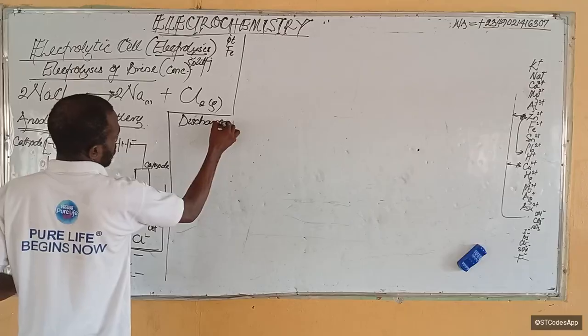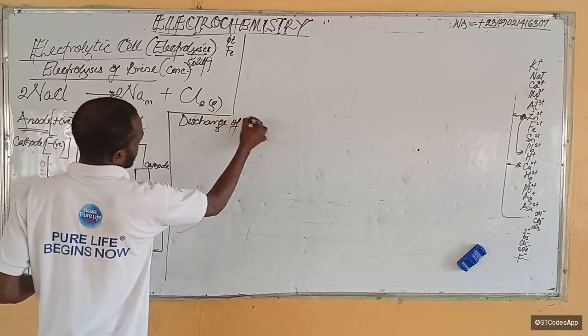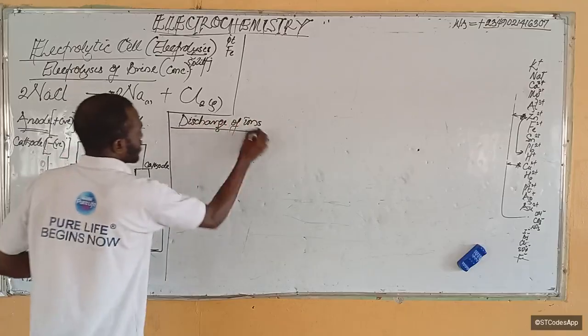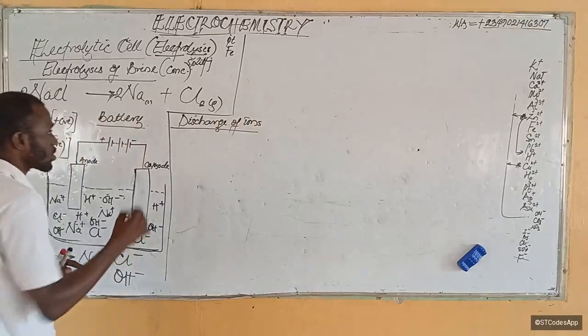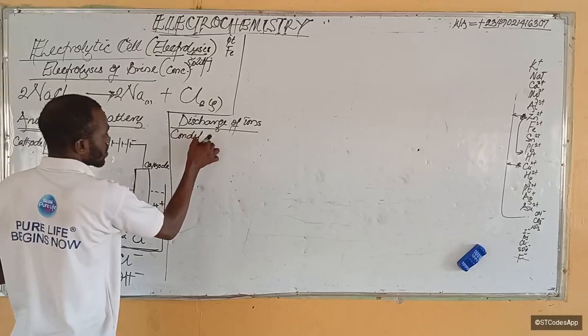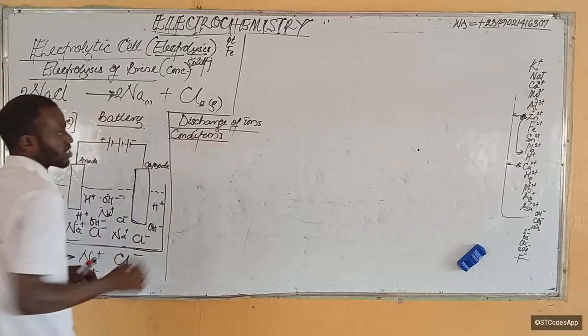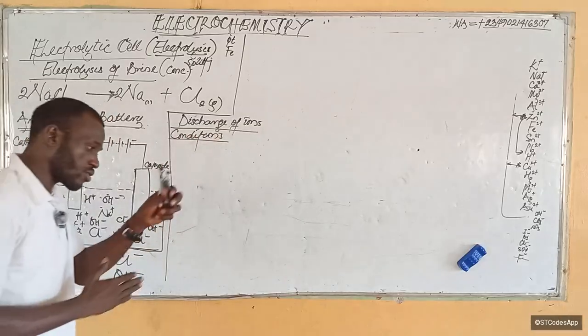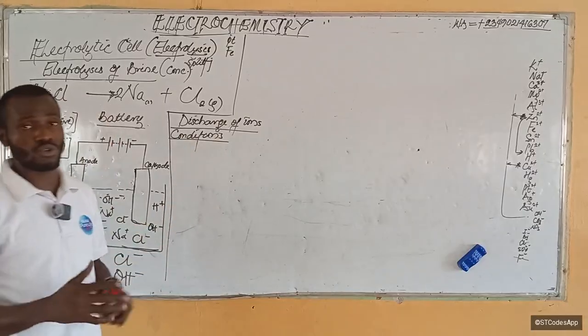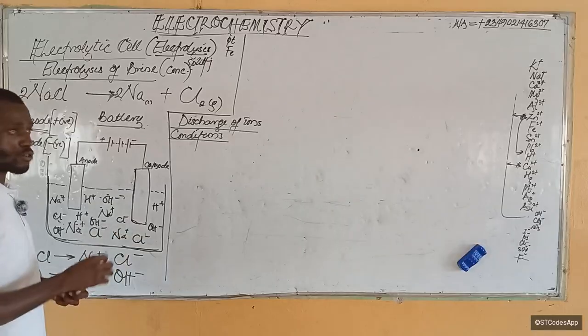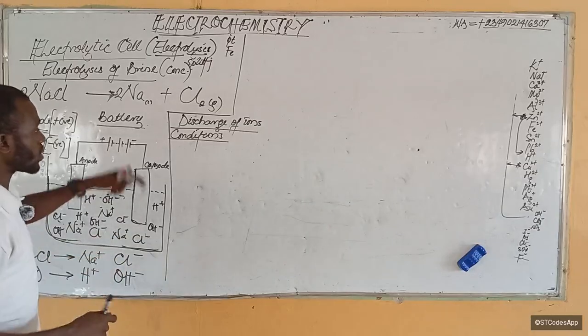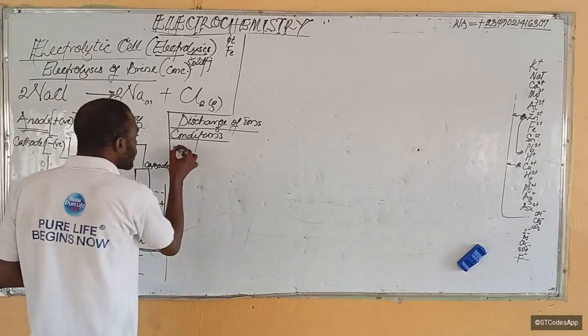Discharge of ions. Sorry, did I say electron? I'm sorry. There's going to be discharge of ions. Now there are some factors or conditions that determine which ions will be discharged. What does discharge mean? It means some ions will be told to leave the solution. They'll be kicked away out of solution. That's what it literally means. So what are the conditions that determine who will be kicked away?